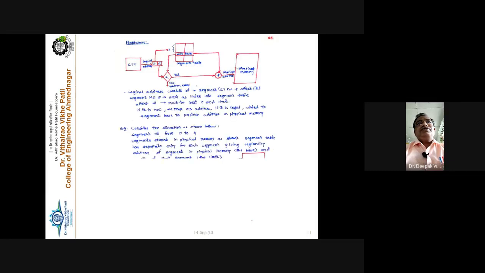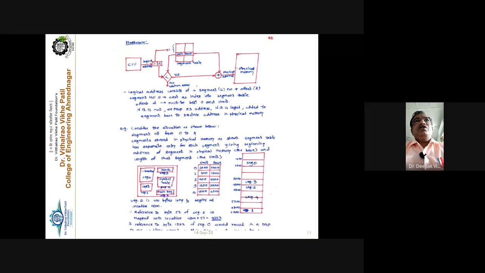So from this figure, the logical address is clear to you. See here, the logical address generated by the CPU is divided into the segment number and the displacement, S and D, instead of P and D. So here there is no P and D, but there is S and D, that is nothing but your segment number and the displacement.